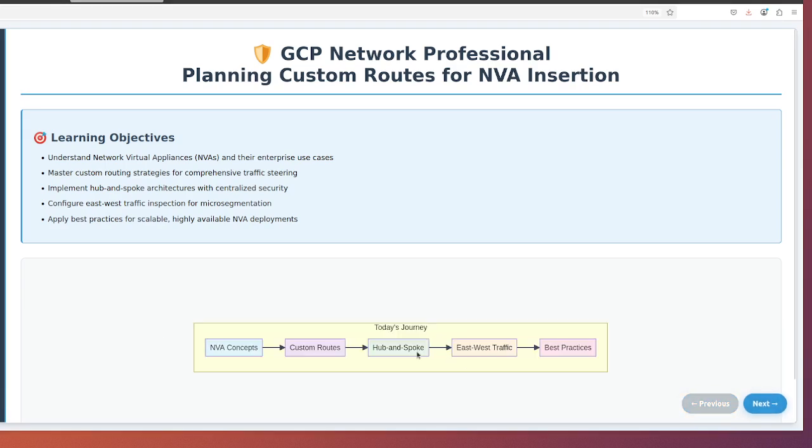Introduction to NVA Microsegmentation. Welcome to our comprehensive deep dive into network virtual appliances and microsegmentation in Google Cloud Platform. This content is absolutely critical for the GCP Network Professional Certification Exam.